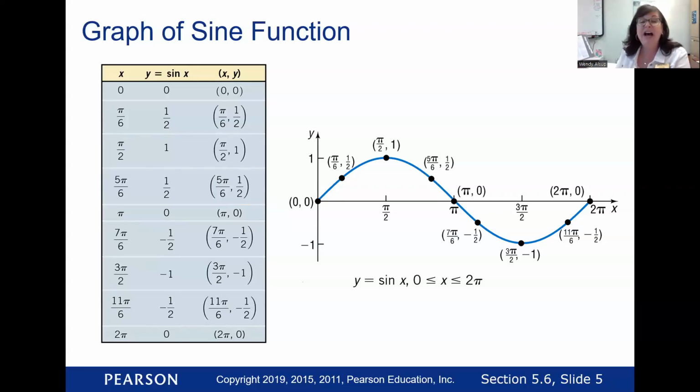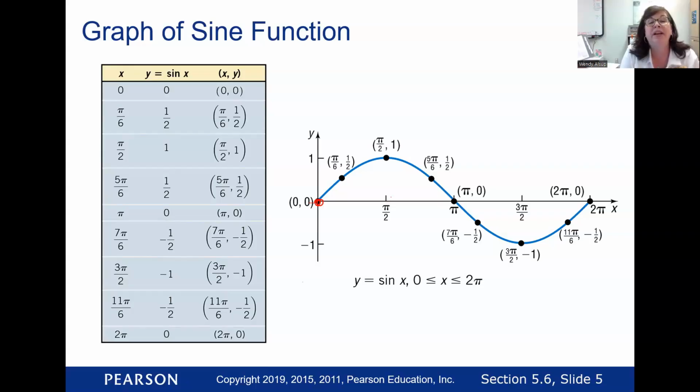All right, so when at a 0 degree angle measure, the sine at 0 is 0. At the pi over 2, the sine of the pi over 2 was positive 1.